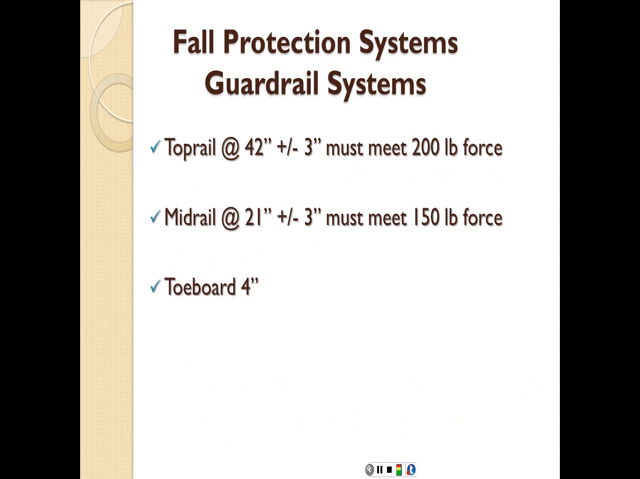The mid rail is going to be installed at the mid level. So if we are at 42, then the mid rail is going to be at 21. If we are at 40, then it's going to be at 20. If we are at 39, then it's going to be at 19.5. If we are at 45, then it's going to be at 22.5. And it must resist 150 pounds of force. And then we're going to have a toe board, which is 4 inches high. So a 2x4 can work as a toe board.